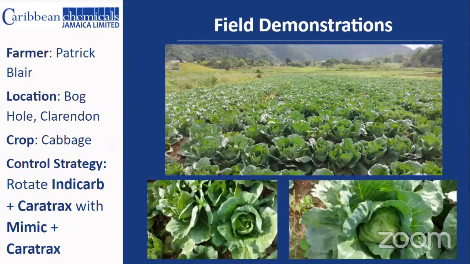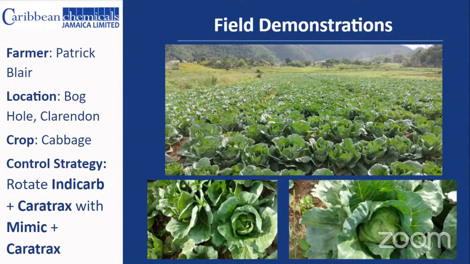Again, we have cabbage, Clarendon, Bog Walk. In this particular field demonstration, a rotation of the products was used. Remember I said based on the field, the pest pressure may be very high. In this case, you can see it's an extensive area being planted with cabbage. So you have monocropping, and you may have an area that is known, which Bog Walk is known for its production of cabbage. So you can imagine the pest pressure at times when this crop is in full production. Therefore, we employed IndiCarb, Coragen, and Mimic in this particular rotation.